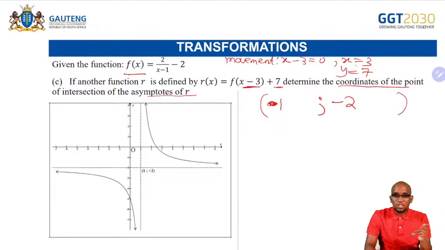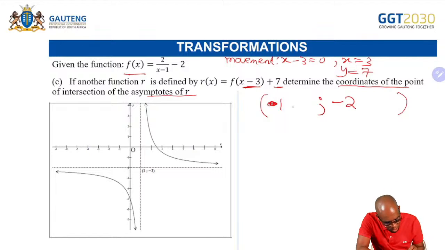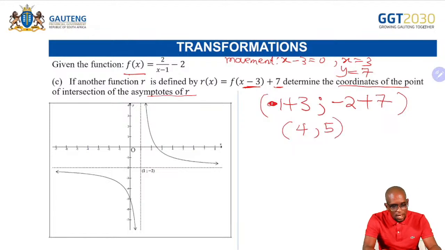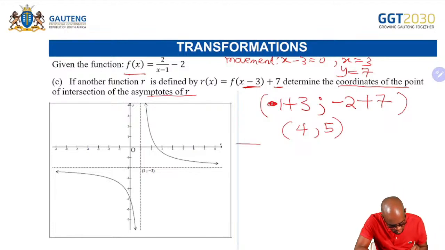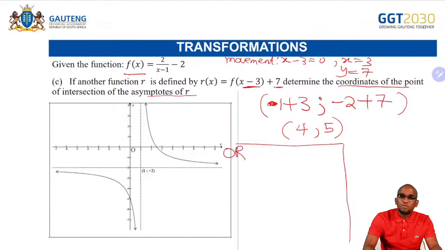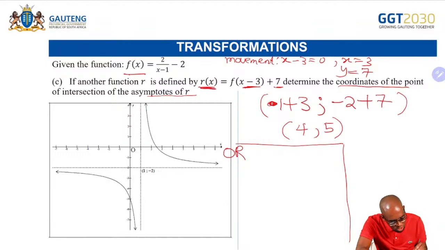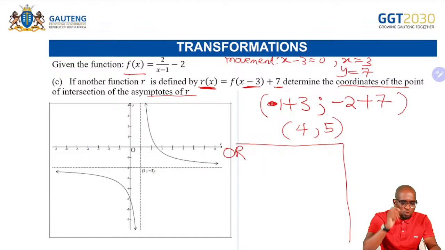They've moved 3 units to the right and 7 units up. So it's 3 units to the right and 7 units up. So the new point would be (4, 5), like that. Alternatively, grade 12s, another method of doing this would be to find the new equation, the equation of R, and determine the asymptotes from R.